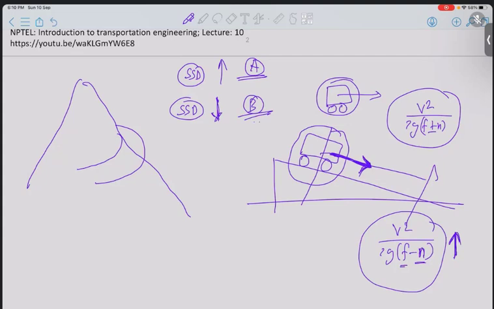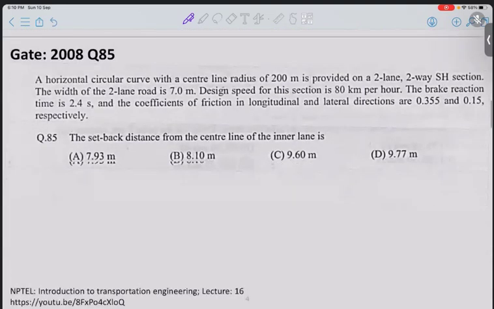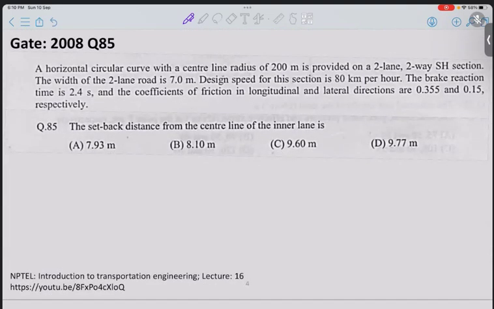Okay, then we'll go to the next question. So it's the same question, 2008-85. Horizontal same. So we have again 200-meter roads, two-way, two-lane, 7-meter wide, 80 km/h, 2.4 reaction time. These are all things we don't need for this part. So we only need this, this, this, and the answer from the first question.